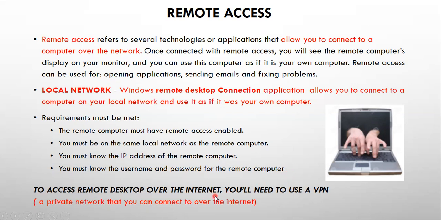To access a remote desktop over the internet, you need to use a VPN, which is a virtual private network. In a local area network, we're not using a VPN. For example, using Windows Remote Desktop Connection, you can access another computer on the network from your computer and work with it. But to access a remote desktop over the internet, you need to use a virtual private network. A VPN is a private network that you can connect to over the internet. For security reasons, to access another computer through the internet, you'll have to use a virtual private network.